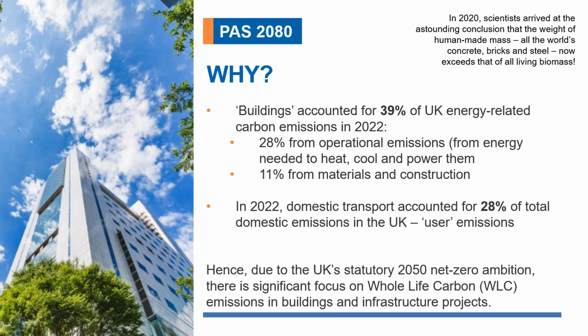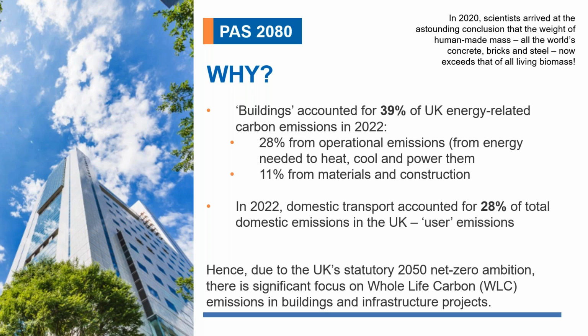So basically because the UK has a statutory commitment or obligation to reach net zero by 2050, and buildings play a huge part in the UK's carbon emissions, greenhouse gas emissions. So just digging around, you can find out some figures. Buildings account for about 39% of the UK's energy-related emissions, with about 28% of that coming from the operation of the buildings, heating, lighting, cooling them, and about 11% from the actual materials that go into the construction and the construction processes themselves.